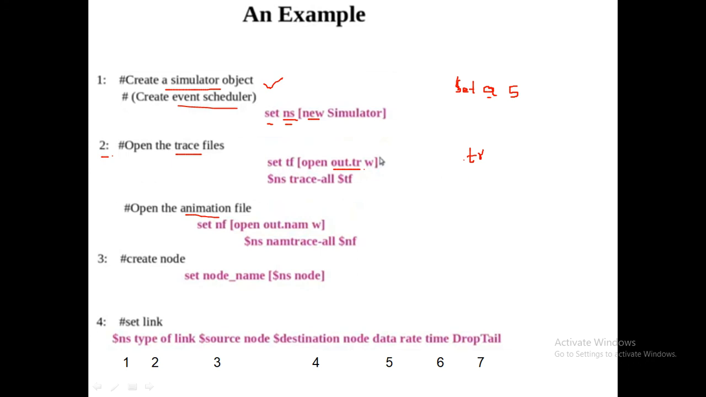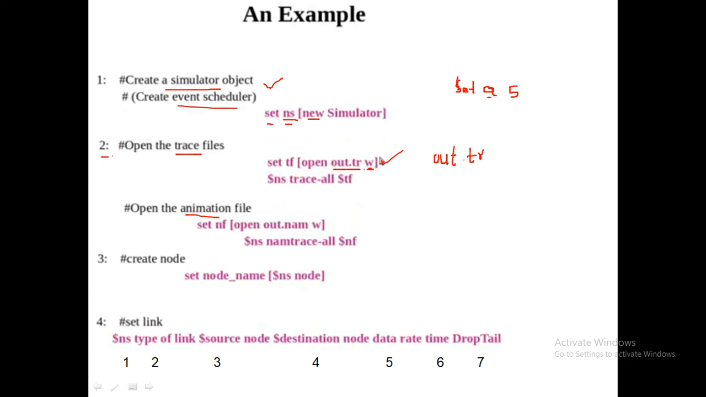Then space, then w. The w says that you are opening this file in write mode, because when you are running your simulation, all the traffic details should be written into one file, and that file is out.tr. All the details from your simulation should be written into this file so that later you can analyze it. So you have to open it in write mode. Clear? This is very simple. Set tf, square bracket, open, give the file name, and open it in write mode.